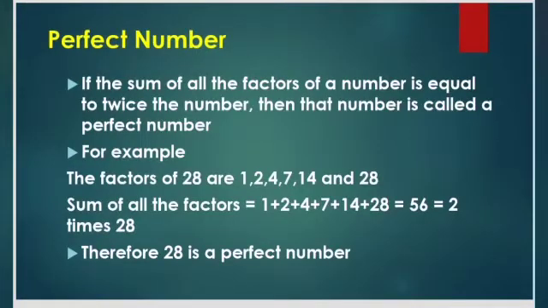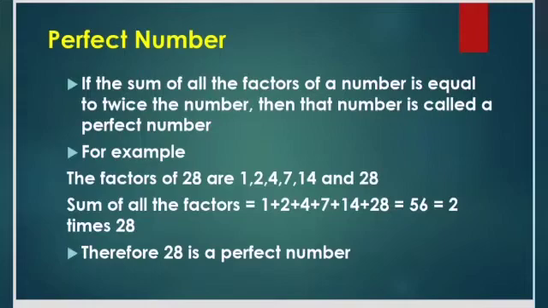The next one is the perfect number. If the sum of all the factors of a number is equal to twice the number, then that number is called a perfect number.